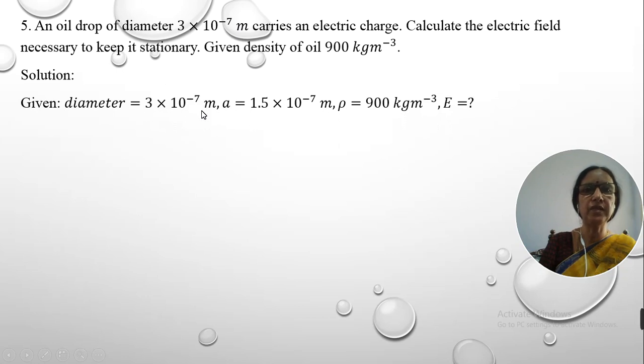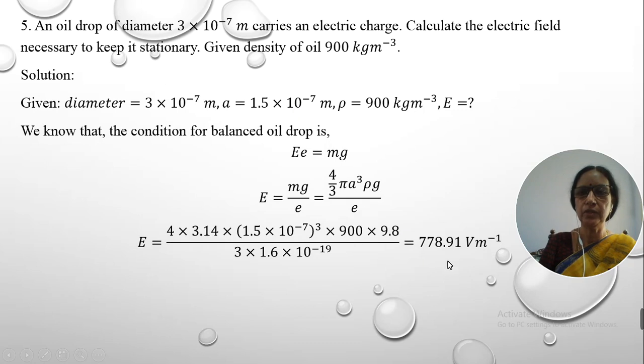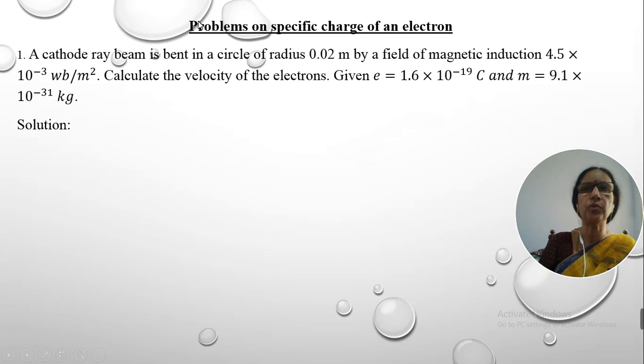We need radius for our calculation. So divide this value by 2 and take the radius value here. Density is given. The strength of the electric field is to be determined. So the answer comes out to be 778.91 volt per meter. Now we will move on to the problem on specific charge of an electron.